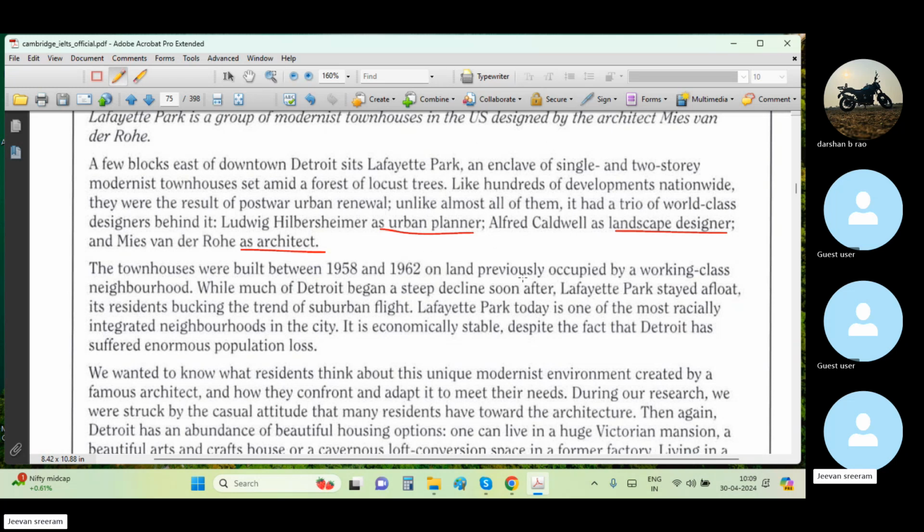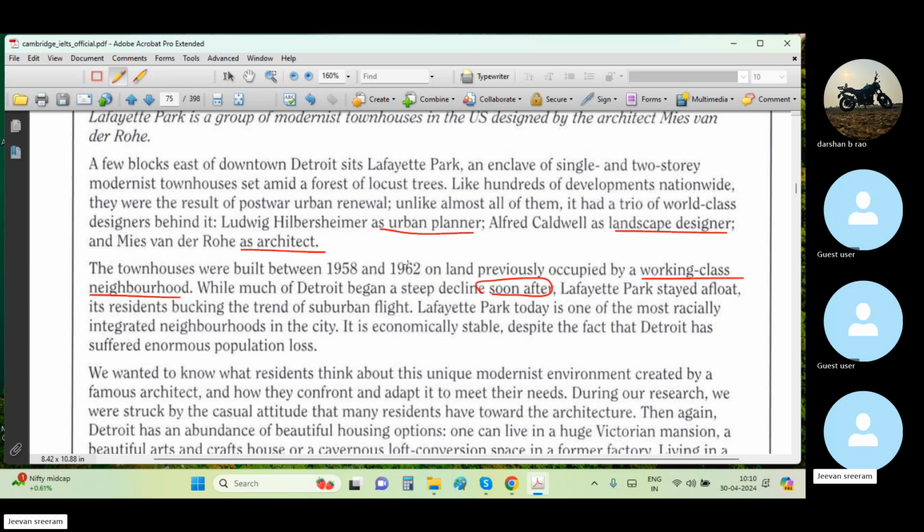On the land previously occupied by the working class people. Okay, in the same place previously working class people, working class people meaning kind of middle class people who have to work for their survival. So such sort of people. So that was basically a working class neighborhood, right? So in place of that, the townhouses were built. Originally, that is a place of working class, but now the modern townhouses were built on it. While much of Detroit began a steep decline soon after.